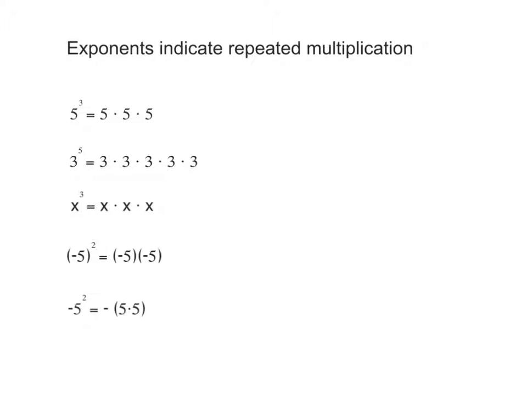The same thing is true for variables. X cubed indicates x times x times x. On a special note, negative 5 squared with the parentheses around the negative 5 would indicate negative 5 times negative 5. In contrast to that, negative 5 squared without parentheses indicates multiply the 5's together first and then perform the negative.